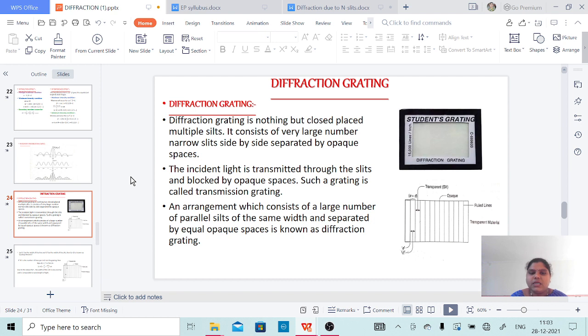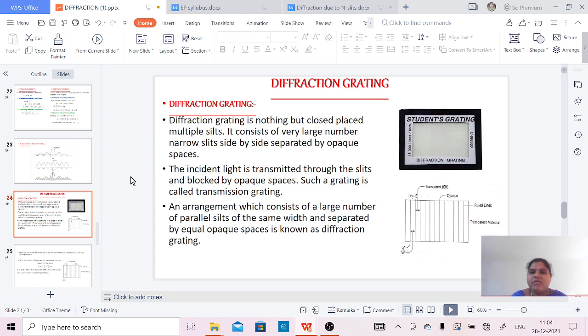So the incident light is transmitted through the slits and blocked by the opaque spaces. Such a grating is called a transmission grating. Whenever light is incident on this grating, it is blocked by the opaque medium because that is not transparent. An arrangement which consists of a large number of parallel slits of the same width, separated by equal opaque spaces, is known as a diffraction grating.